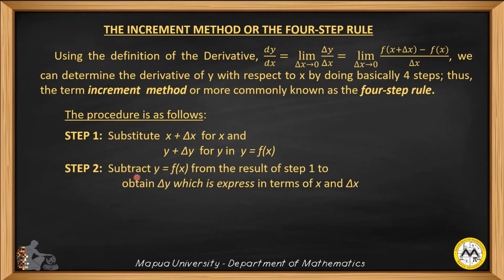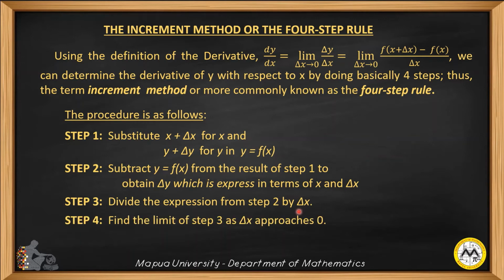Step 2 is to subtract y equal to function of x from the result of step 1 to obtain delta y, expressing this in terms of x and delta x. Step 3 now is to divide the expression that is obtained after doing step 2 by delta x, and step 4 is to determine the limit of the expression obtained in step 3 as delta x approaches 0.